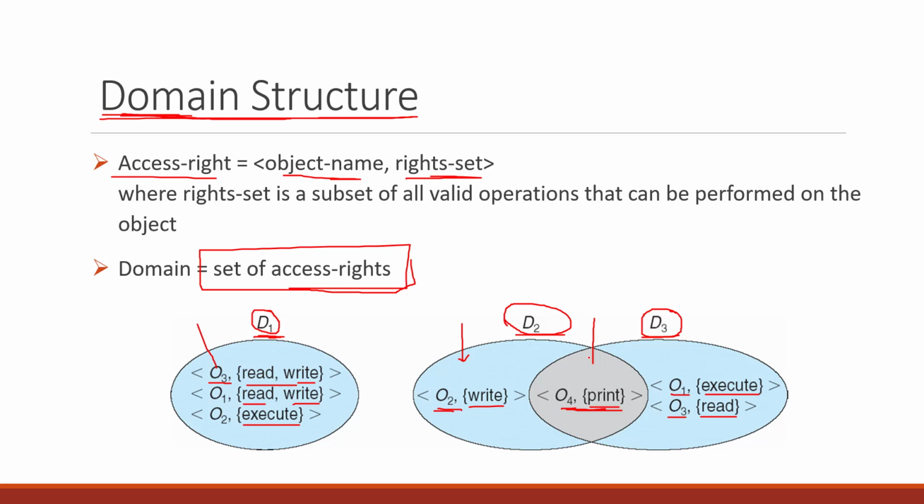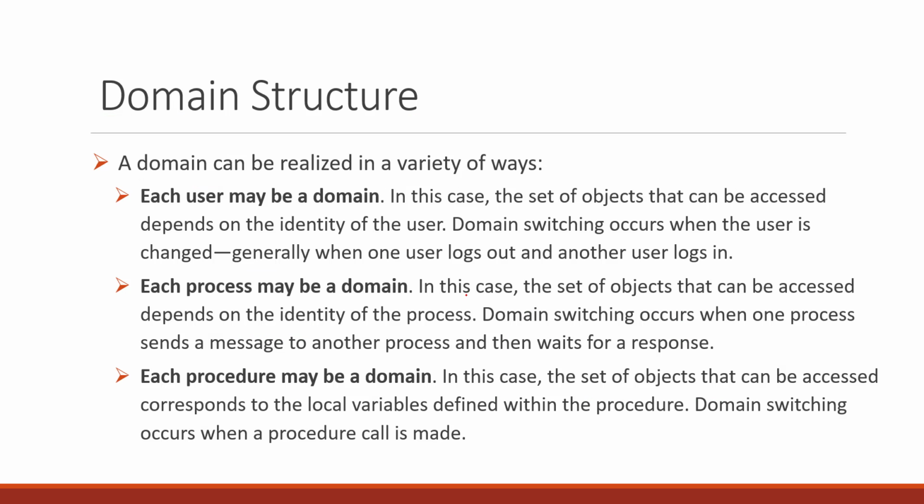If you see over here, there is an overlap, which means that object 4 can still print whether it's in domain 2 or in domain 3. But object 4 is not available in domain 1, which means that object 4 cannot work in this domain. So this is the general idea.